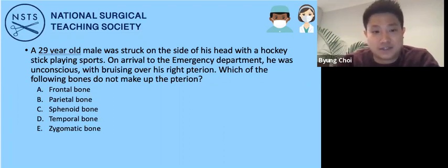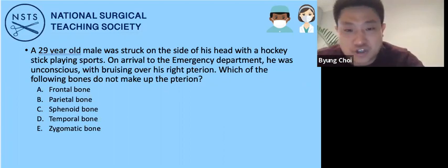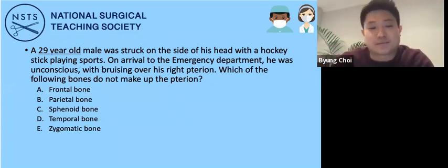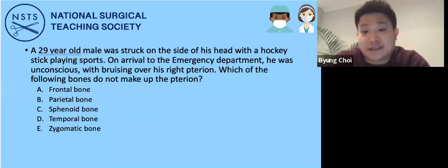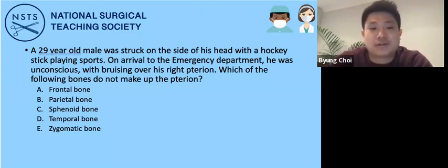So, a 29-year-old male was struck on the side of the head with a hockey stick playing sports. On arrival to A&E, he was unconscious and had bruising over his right pterion. Now, which of the following bones do not make up the pterion? So those are the options there. A, frontal bone. B, parietal bone. C, sphenoid. D, temporal bone. E, zygomatic bone. I'll give you a minute or so to think about that and jot down your answers.